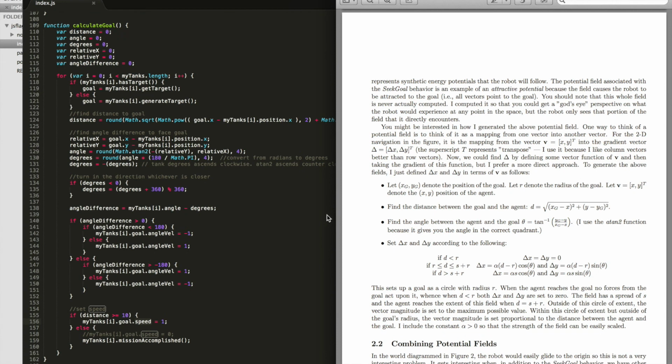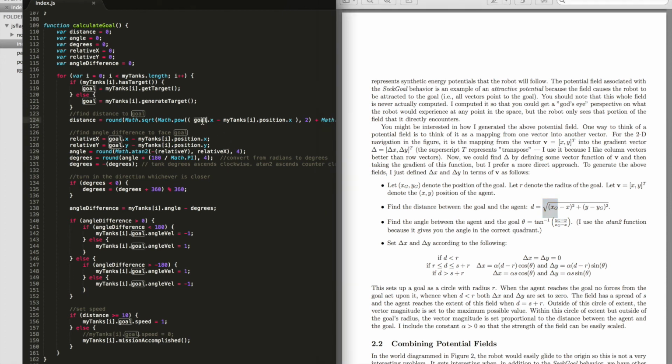Let's take a look at the code. In jsflags-ai, we have this calculate goal function. The first thing that we do is go through each of the tanks, and if the tank has a target, we get that target, otherwise we generate a target, and we use that as our goal. So we find the distance between the goal and the tank using the distance formula here.